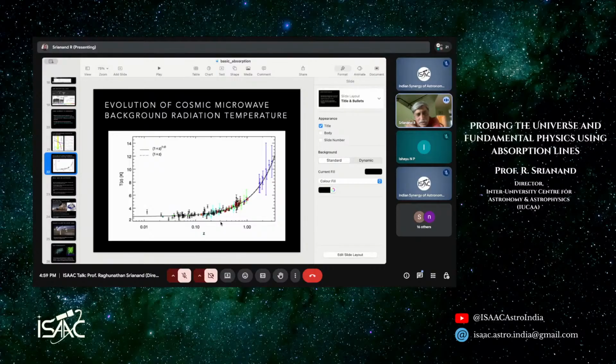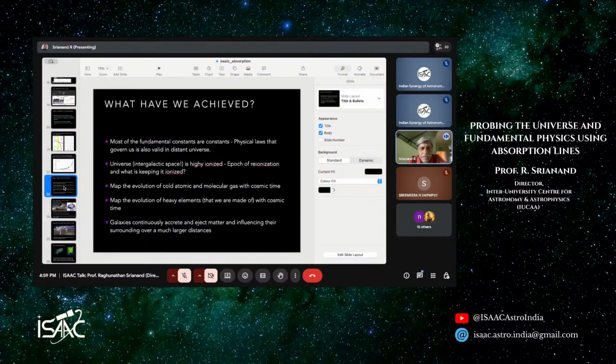These are the measurements which you see as points with error bars, and I'm sure you agree with me that these points are exactly lying on the prediction curve. The curve is not a fit to the data, the curve is the prediction from the Big Bang. So this once again proves that the cosmic microwave background is actually evolving like radiation in an expanding universe. This is one of the important discoveries which proves that the Big Bang model is not just a conjecture, it has a lot of observables. In the next slide, I will give you all the things we can do with it.